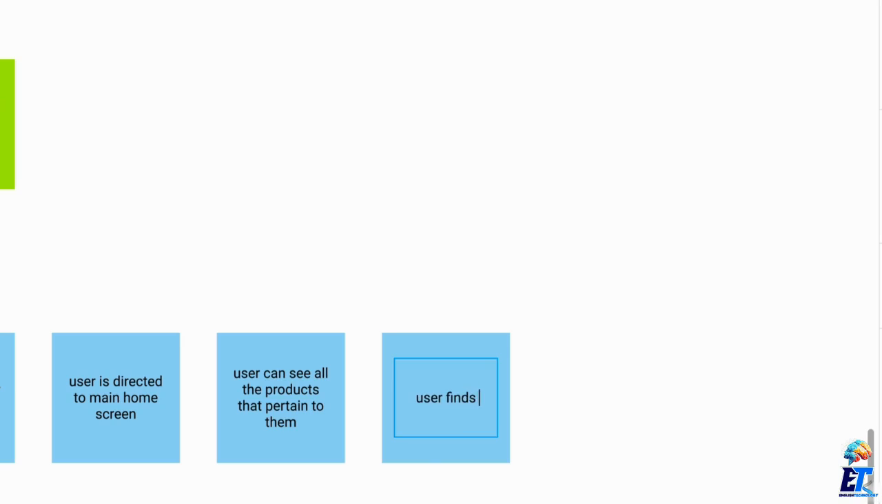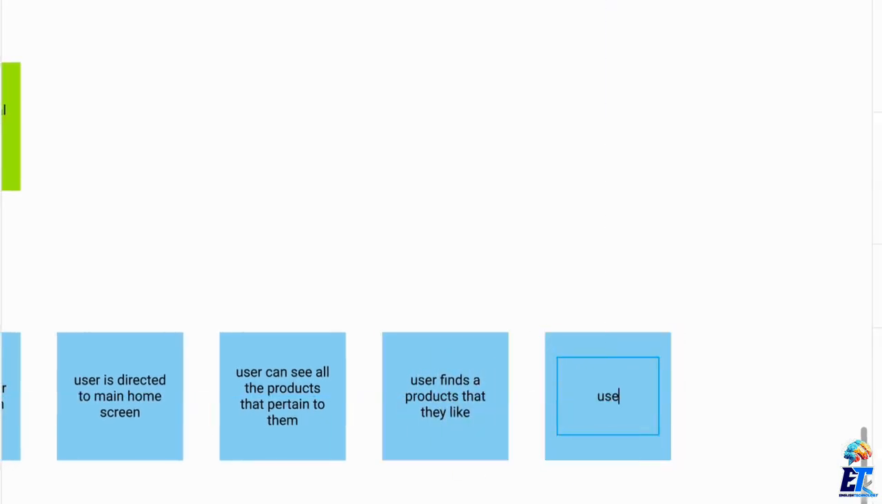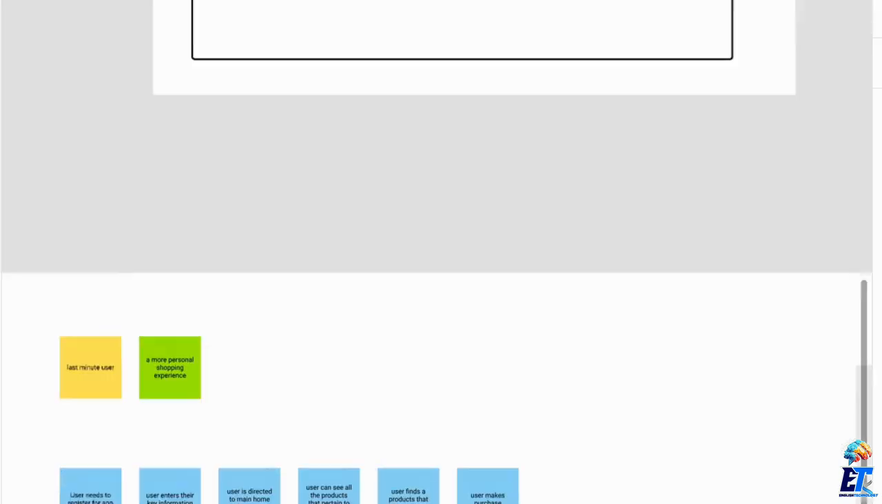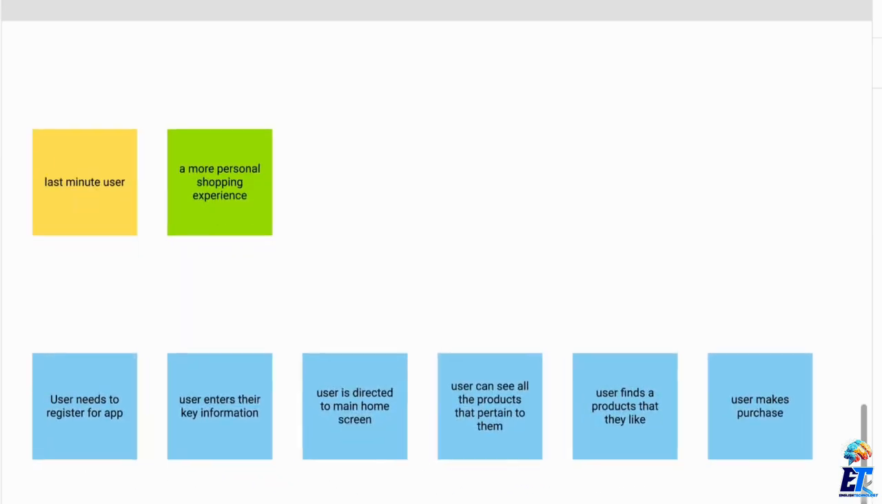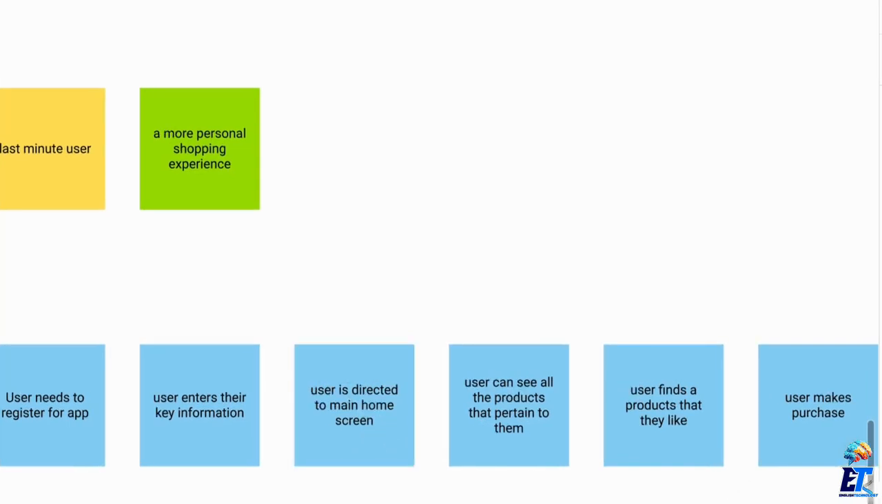User finds a product that they like, user makes purchase. So as you notice, this is very vague, and there's only 6 steps, and the reason is I'm kind of oversimplifying things. There are probably steps in between.